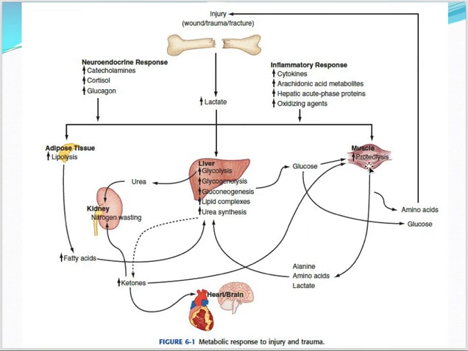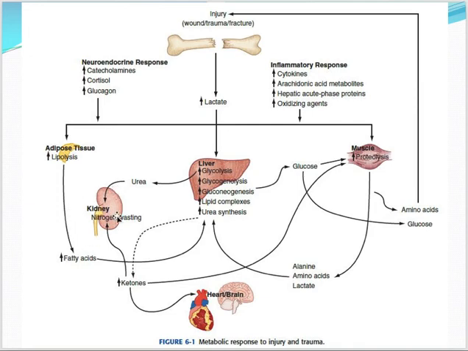When there is more and more proteolysis, amino acids will be released, which go to the liver and are used for gluconeogenesis. So you can see over here, the urea is going to the kidney. The kidneys, you know, are the ones which throw away nitrogen waste.